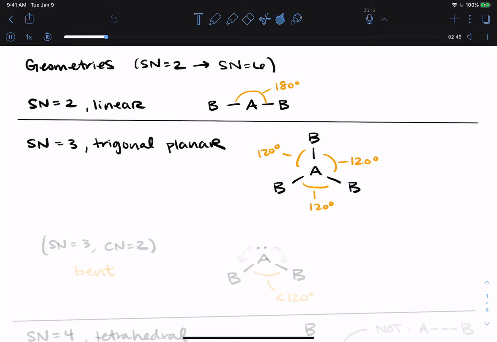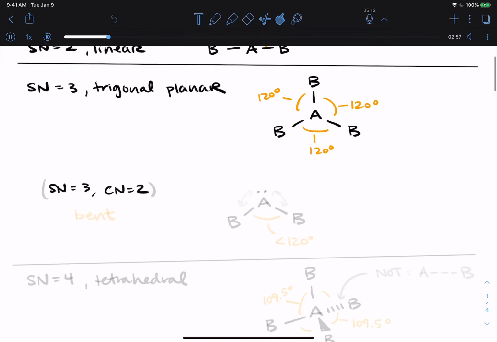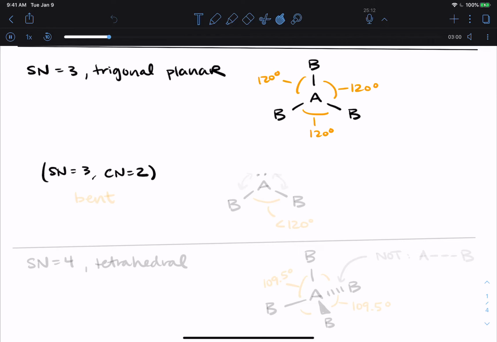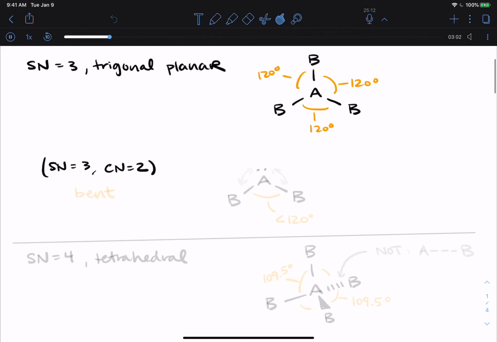Okay. So if our steric number is 3, but our coordination number is 2, so same shape to start out with, but one of my B atoms happens to be a lone pair. And just because of how I have this space, I'm going to put my lone pair in the top position. It could be in any one of the positions though. And then my other 2, B and B.